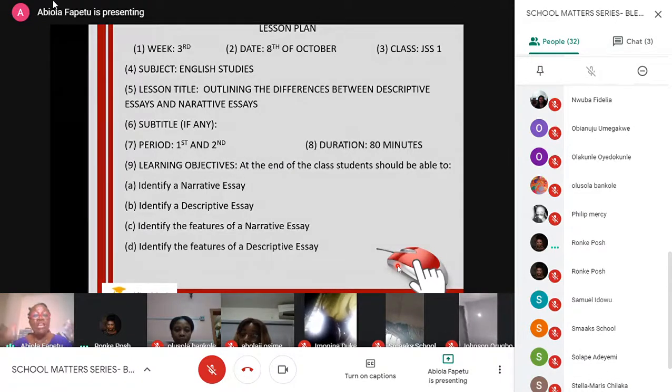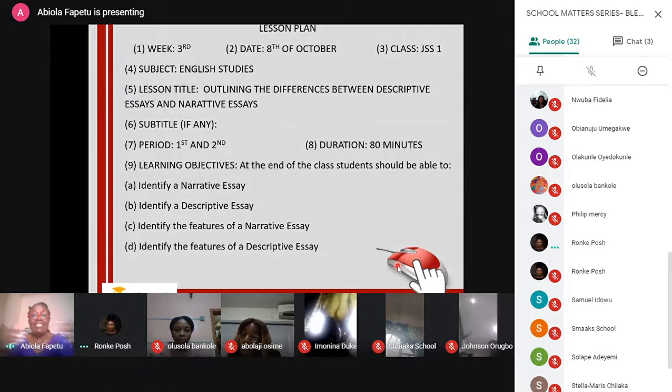If you're a Lagos State teacher, this is familiar to you. This is the Lagos State plan for English studies, for example. So for the week, third week of the term. It falls on 8th of October.